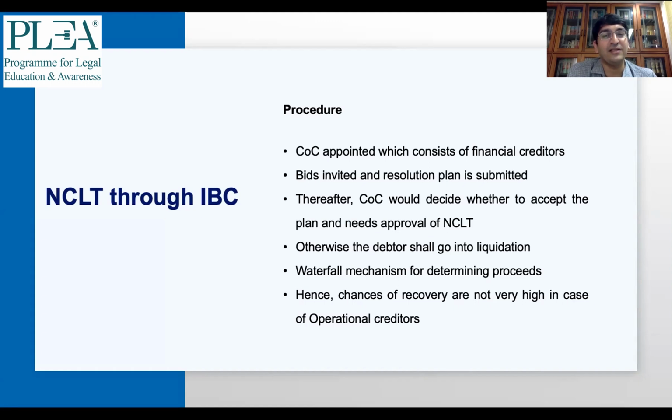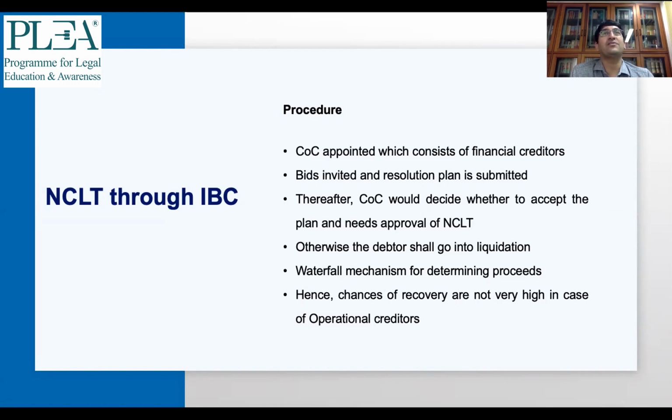And there again, you have a sort of waterfall mechanism, where first the dues of employees will be cleared. Then if you have any secured creditors, those dues will be cleared. So in such a case, the chances of recovery for operational creditors are not very high, is what is seen practically. So again, you should always keep in mind, suppose it's a banking entity that is your client, then NCLT may be a good enough option. But if it is an operational creditor, the chances of recovery are not going to be high.